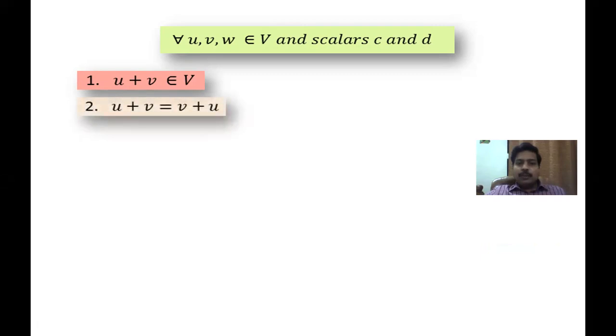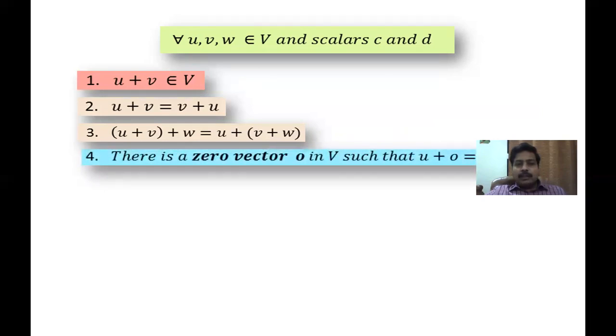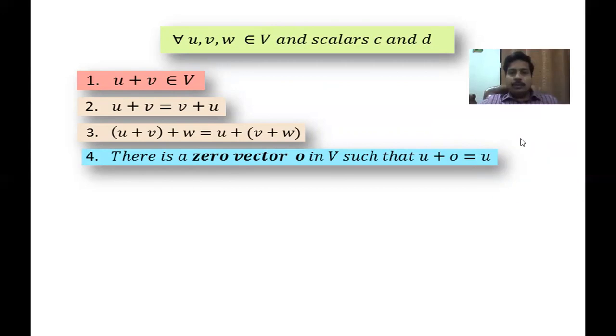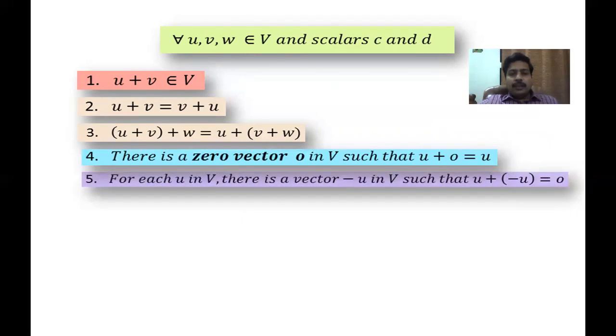u plus v is equal to v plus u. The commutative law holds with respect to vector addition. And (u plus v) plus w is equal to u plus (v plus w). The associative law holds in V with respect to addition. And there is a zero vector O in V such that u plus O is equal to u. For each u in V, there is a vector minus u in V such that u plus minus u is equal to O, the zero vector. Here minus u is the negative of u.